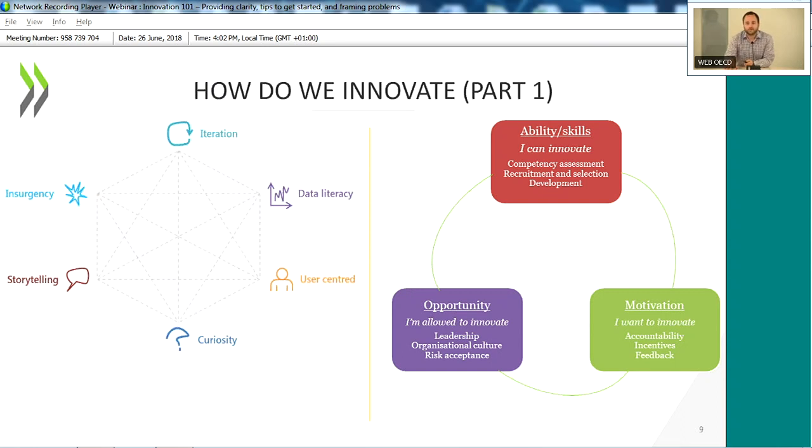When we mean iteration, we talk about instead of doing things how government traditionally does in 3, 5, 10-year plans, how do you do things quickly, cheaply, and with reduced risk to be able to get feedback quicker to achieve better results.